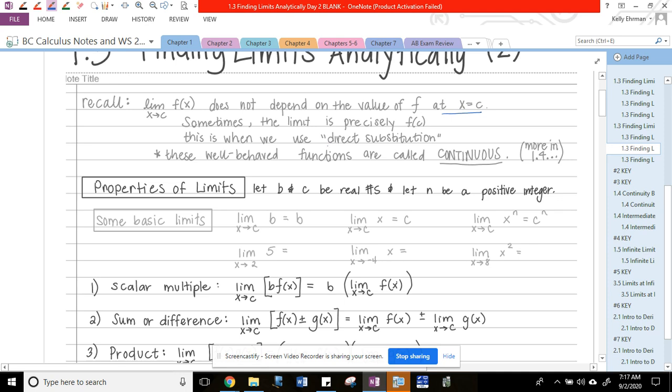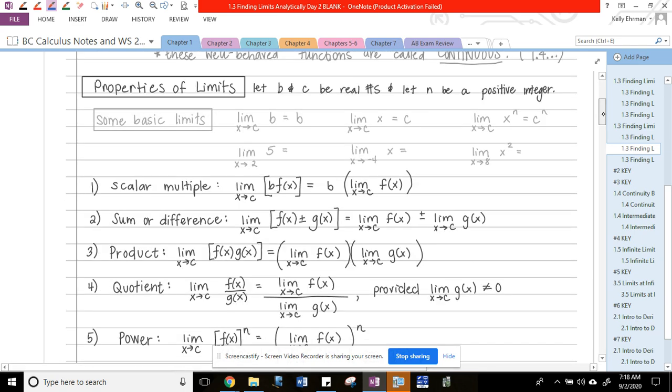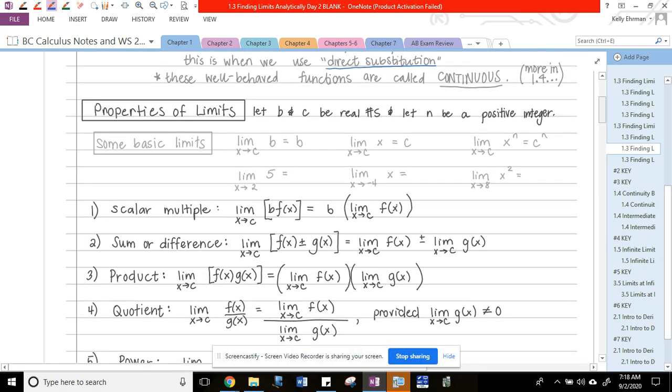We've been using direct substitution, as long as direct substitution is defined, to find function values. Well-behaved functions for which the limit actually is the same as the function value are called continuous, and we're going to talk about that more, I think, Monday, if I'm getting my days straight. There are some properties of limits to talk about. They kind of make sense. So these are just some basic properties.